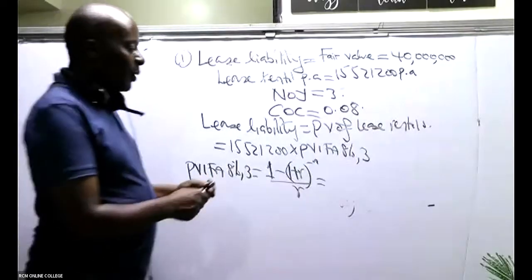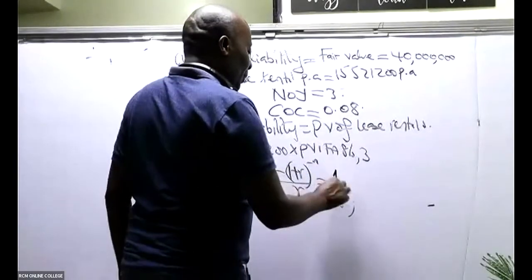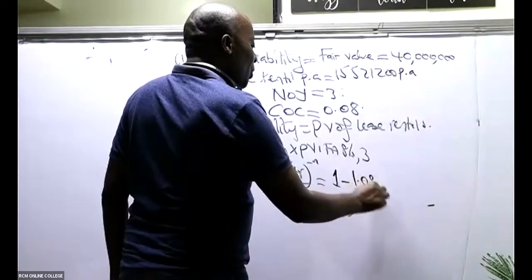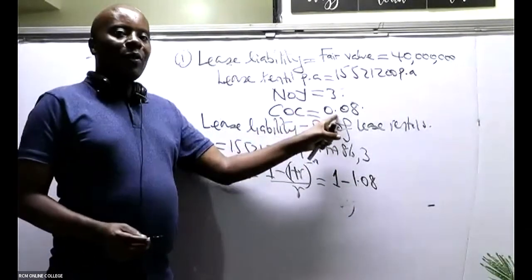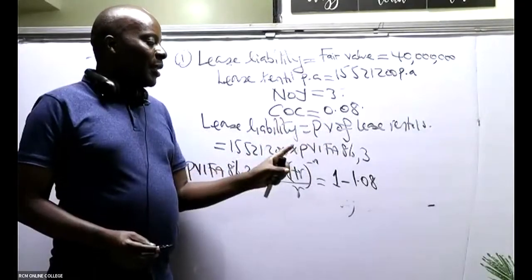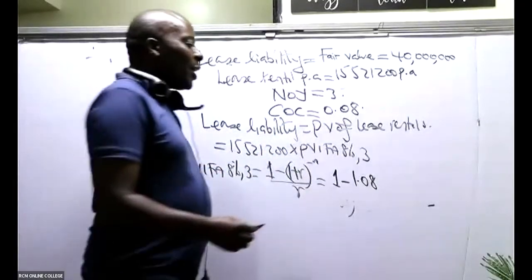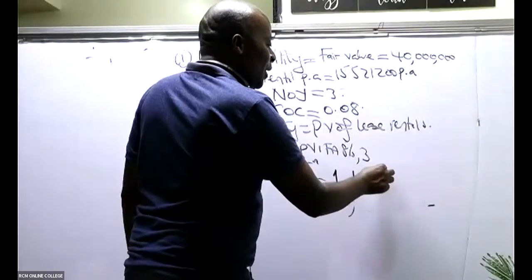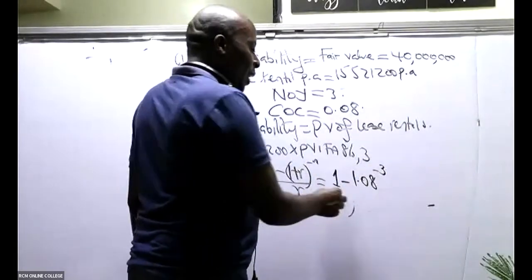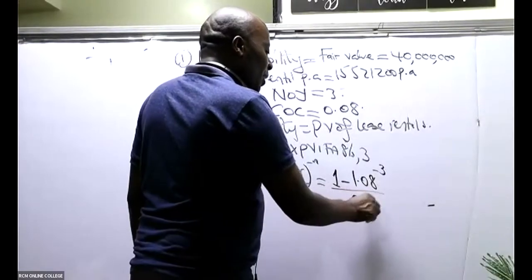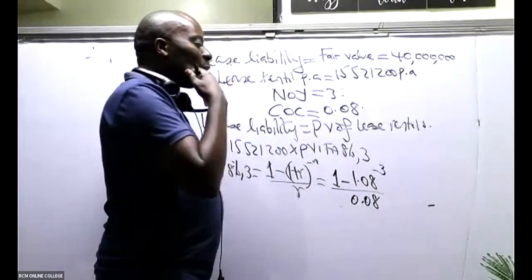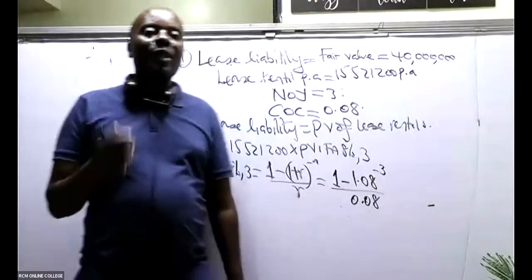So then this one here will be 1 minus 1.08, because I know R is 8%. You see, 1 plus 0.08 is the same as 1.08 raised to negative n. In this case, our n is 3 years. And then you divide this by R, which will be 0.08.